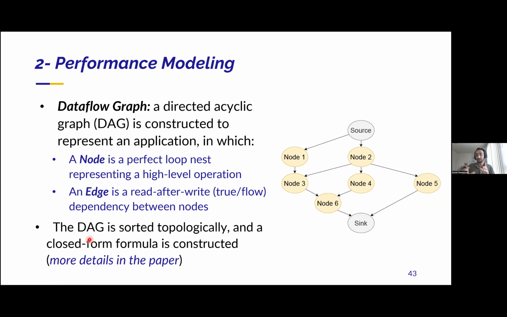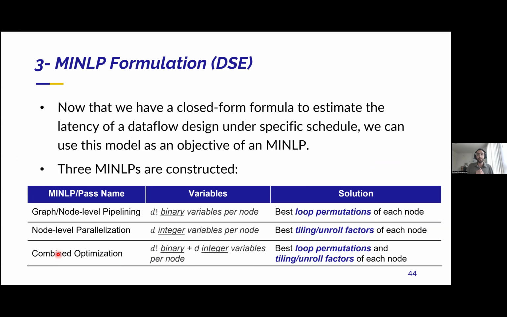And then the DAG is sorted topologically, and we construct a closed form formula to estimate the performance of this design point and its specific parameters. More details about the performance modeling are in the paper. And then we use this performance model, this closed form formula, to estimate the latency of a Dataflow design point. We will use it as the objective for a mixed integer nonlinear program. And we constructed 3 types of these programs.